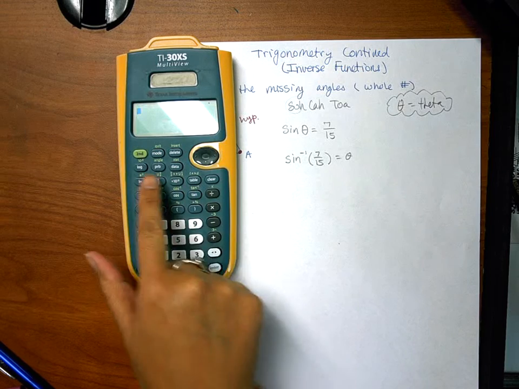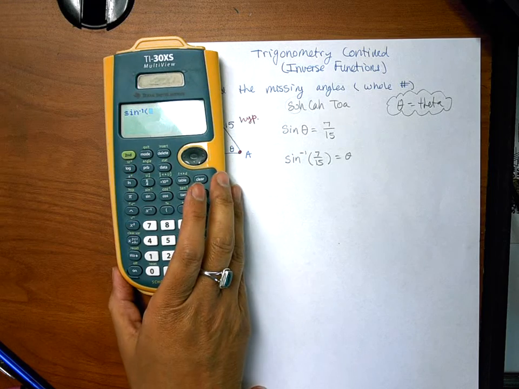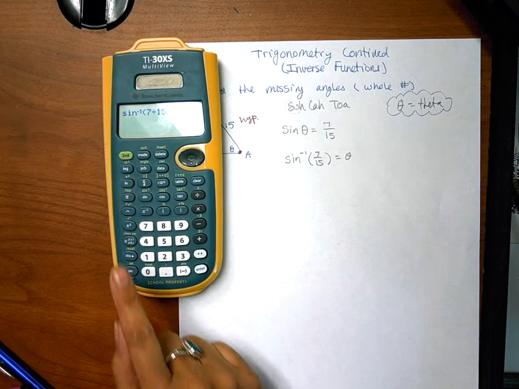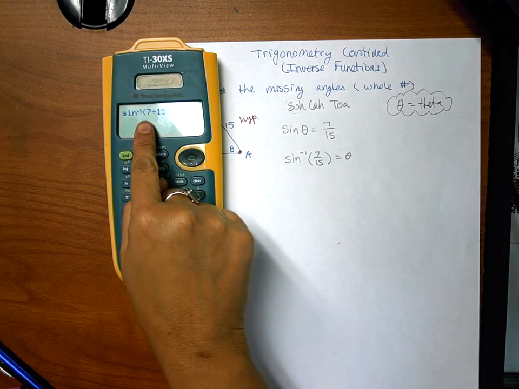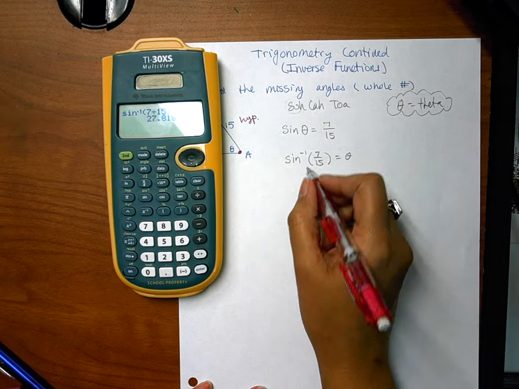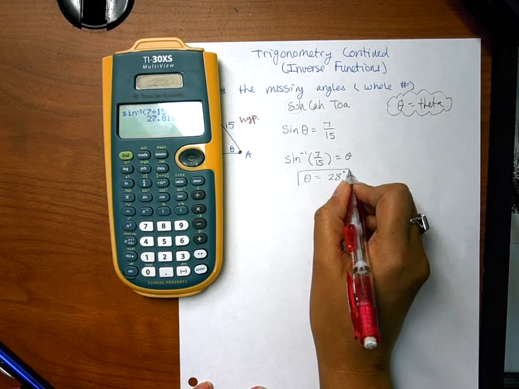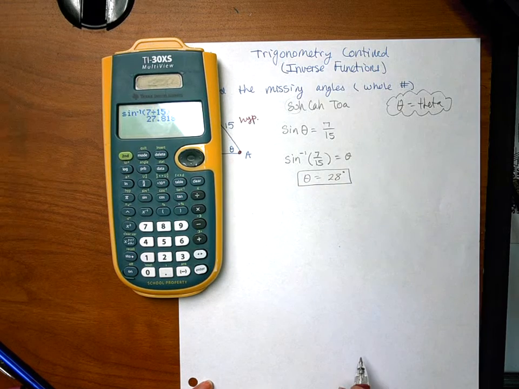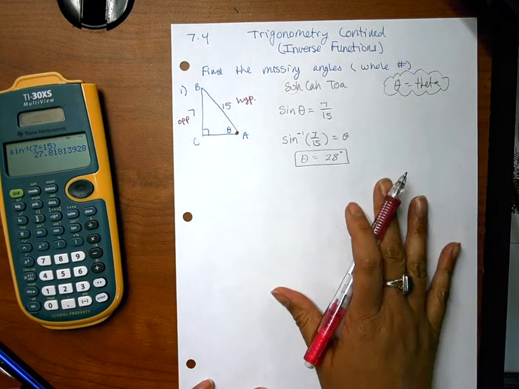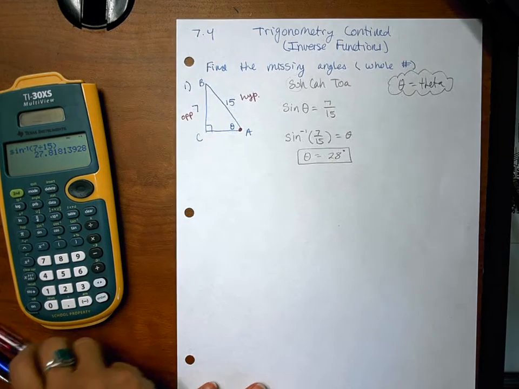So here's what you do. Make sure it's cleared. Second, your sine key, it should have a little sine -1 on there. And then 7 divided by 15. So it looks like that. Second sine, sine -1, 7 divided by 15, and there's your angle, 27.8. As a whole number, that would be 28 degrees. And that's your angle. So that's pretty nifty. The calculator can do the work for you. You tell the calculator, hey, I don't know the angle, but I know the opposite and hypotenuse. Can you tell me what the angle is? And it gives it to you.